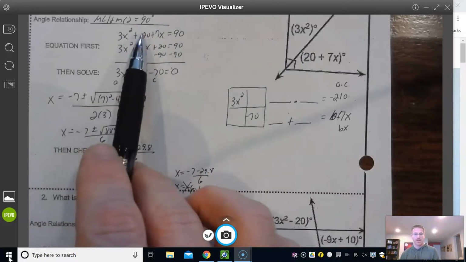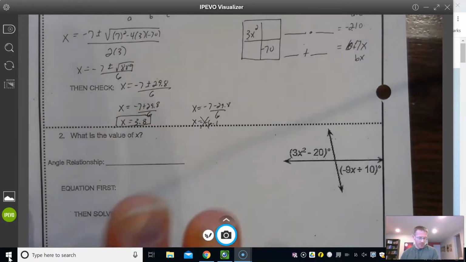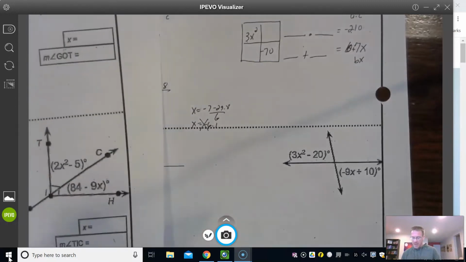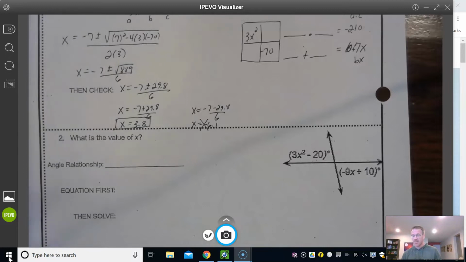So now you've got problems 2, 3, and 4, and that is it for this lesson. Then you'll be ready for your next self-assessment and then the test.